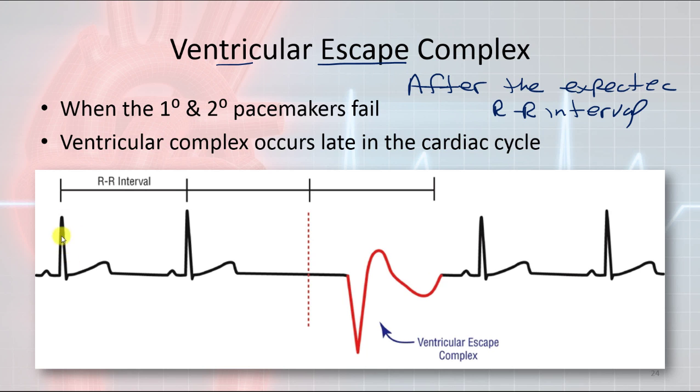So what happens is you have your R to R interval here, so you have a QRS here. There is no QRS here, so your ventricle decided to depolarize to avoid ventricular standstill, to avoid the decrease in cardiac output. What happens here is because it occurs late in the cardiac cycle, it is considered an escape interval. What happened after this ventricular escape complex? You pick back up to a normal sinus rhythm. That would be an example of a ventricular escape complex.